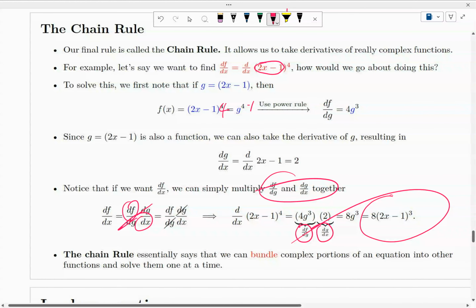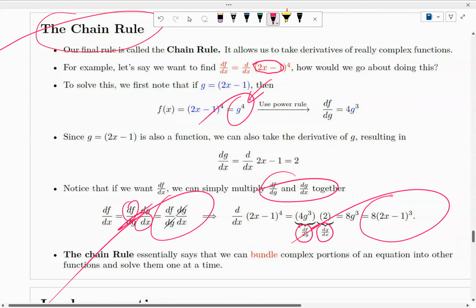So the chain rule is essentially a way to allow you to break big functions up into functions inside functions. And once you do that, you end up getting an easier expression, and you can take the derivative of the easier expression inside each other. Then when you multiply them back together, they cancel out. So that is the chain rule. And that's it. Those are the main 7 rules you really need to know.